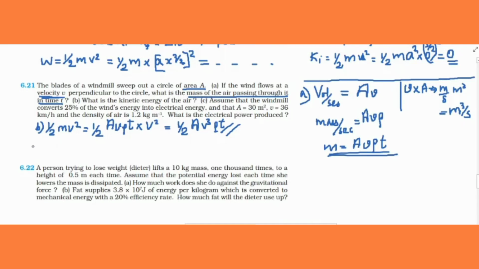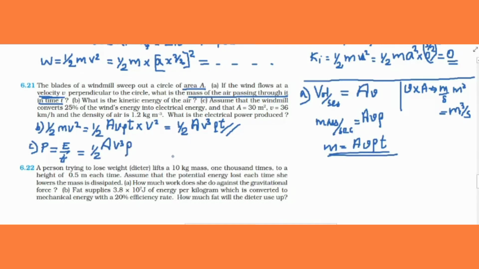So can you calculate power produced? So answer to part C, power produced, P is equal to energy by time. Here energy means kinetic energy. So you will get the answer half A V cube rho. T will be cancelled.